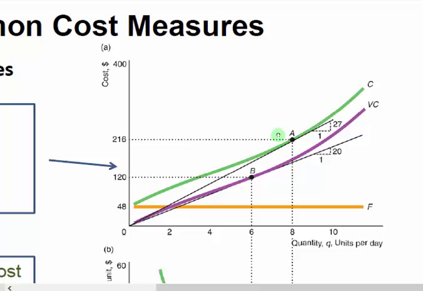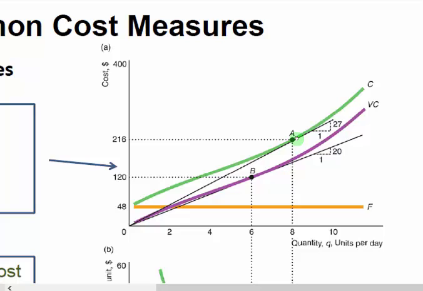Right? So the slope of it will be the vertical distance divided by the horizontal distance, which is 27. Okay? And the 27 is here. It's 216 divided by 8. That's the slope. And by definition, it's the total cost divided by the quantity. Right? So that is actually the average cost, or the average total cost.